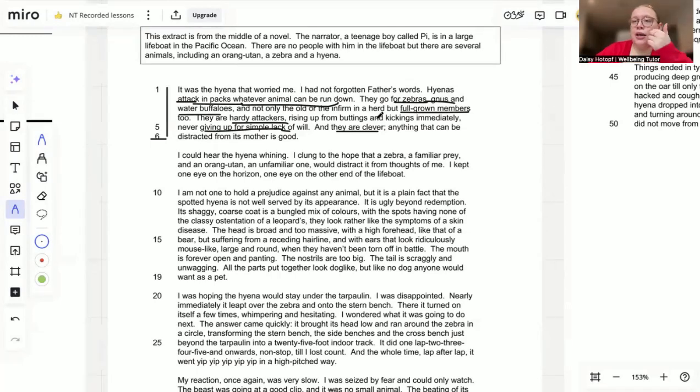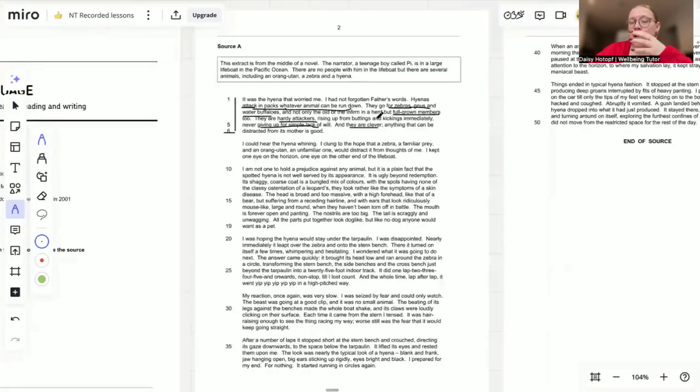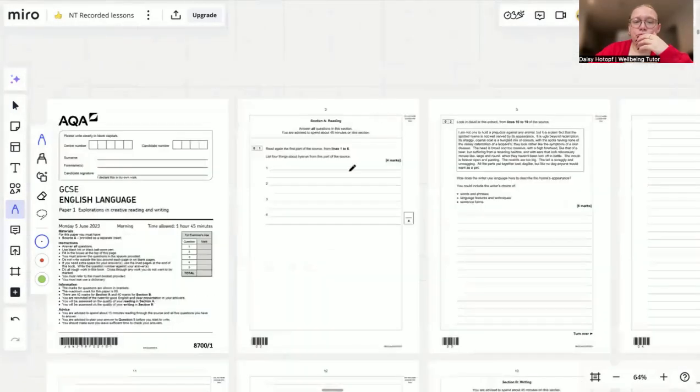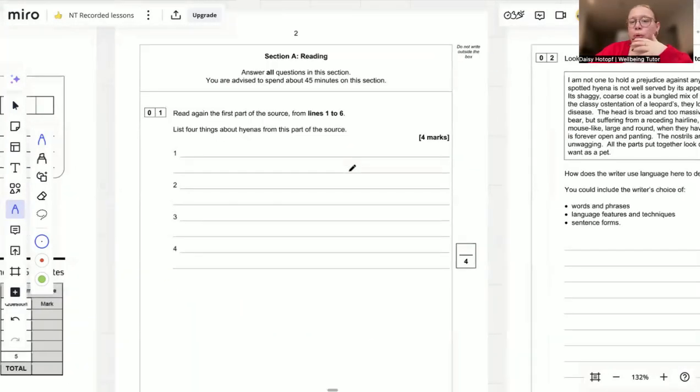They are hardy attackers who don't give up, is what I would do for that extract. And you just write them down. Noting that here, it doesn't say in your own words, so you can just put the quotes in there, right? You can put in whatever you want in there. Just take it from the text, put it in there, boom, done, 4 marks, and then you can move on.